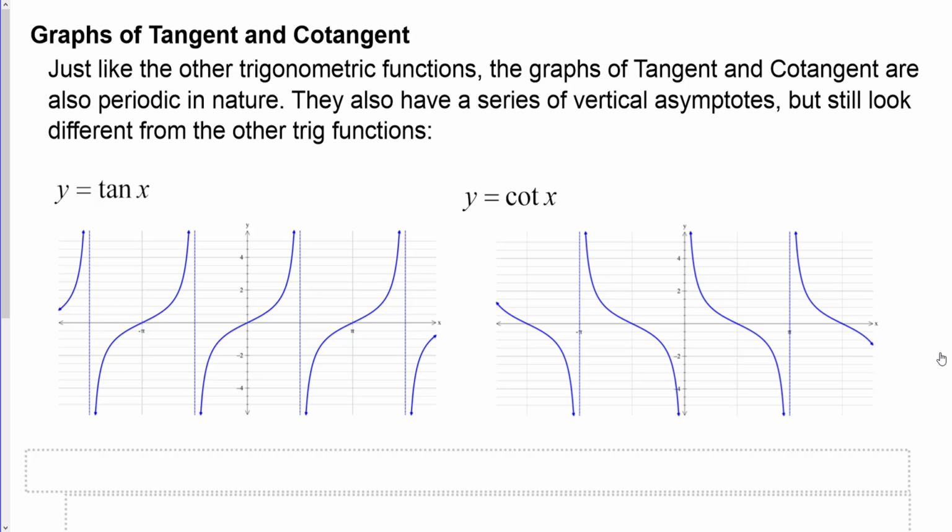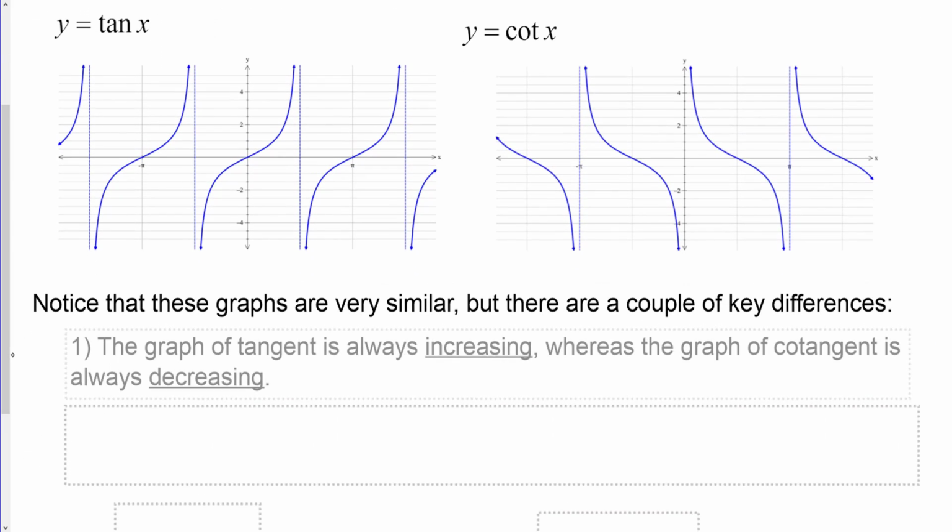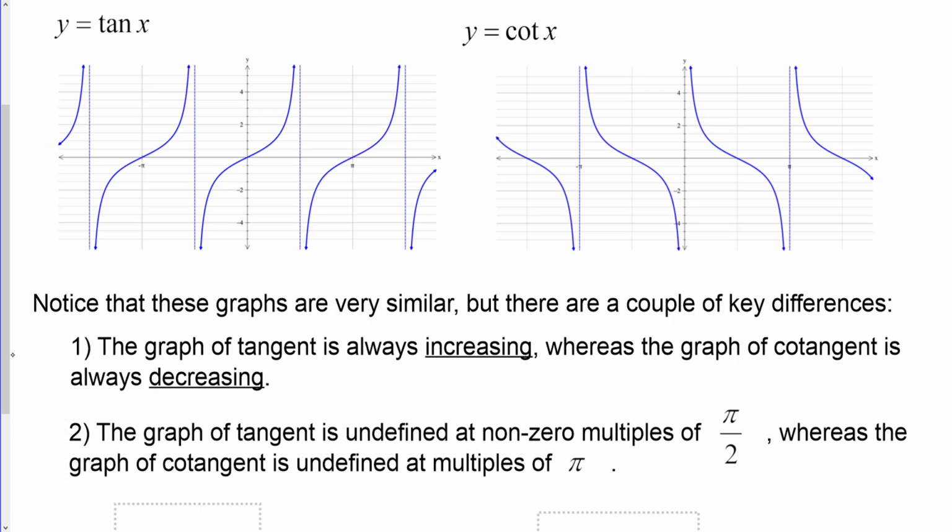If you notice a couple of differences, one, there are differences in the location of asymptotes. But also tangent is always increasing, whereas cotangent is always decreasing. So just so you have that handy, the key difference is tangent is increasing, cotangent is decreasing, and the graph of tangent is undefined, meaning it has asymptotes at odd multiples of pi over 2, whereas the graph of cotangent is undefined at multiples of pi. Now, we'll explore where these shapes come from in just a minute.